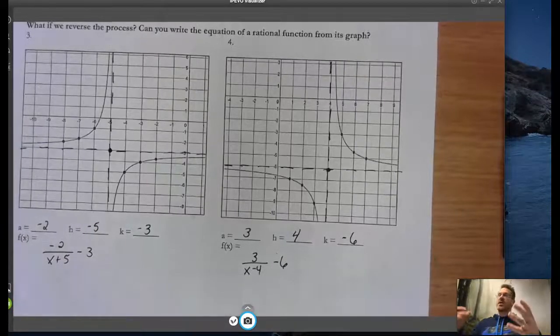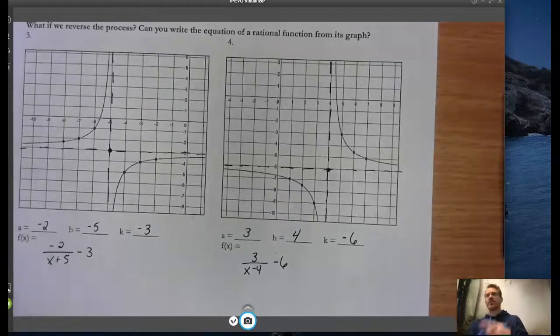So there's a brief review on how we graph rational functions in HK form, and then how we flip that process and write those equations from a graph.